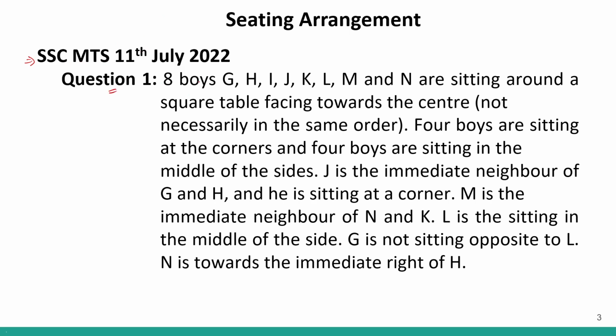Question number 1 says that there are 8 boys, G, H, I, J, K, L, M and N, and they are sitting around a square table facing towards the center. So this is a question on polygon seating arrangement, correct?